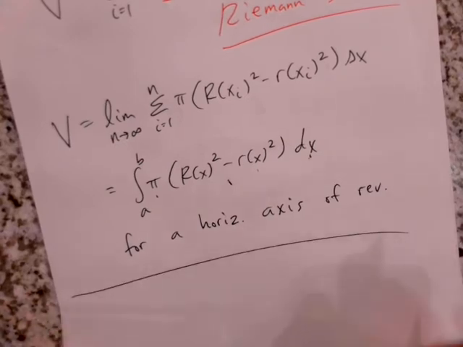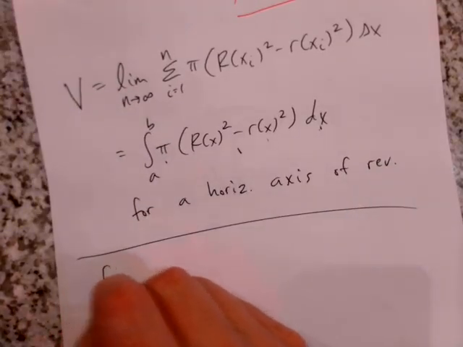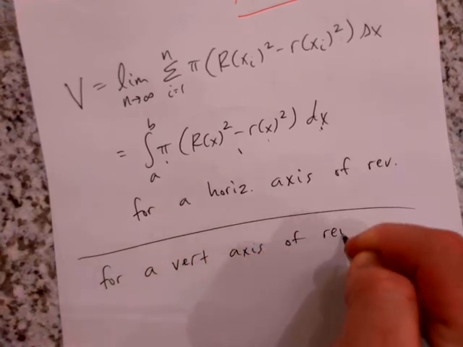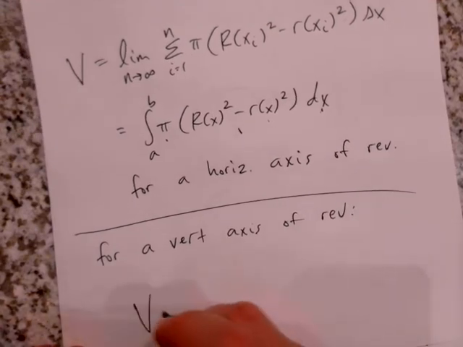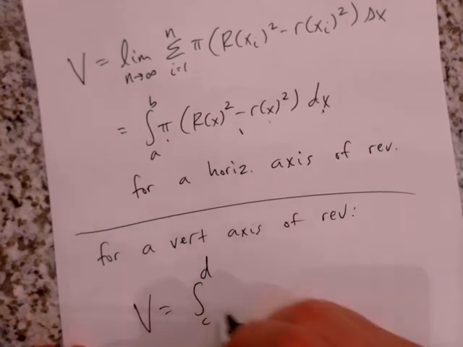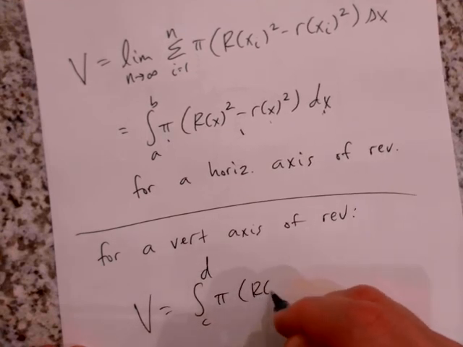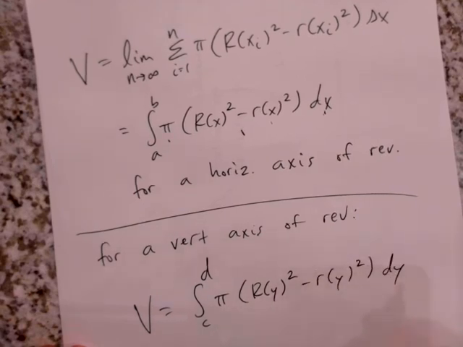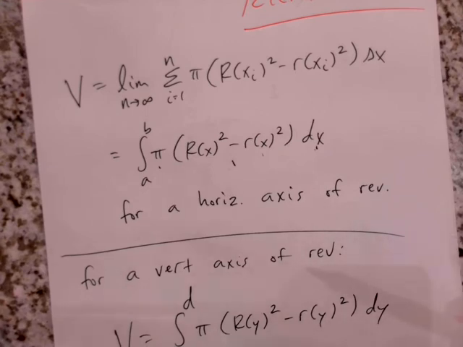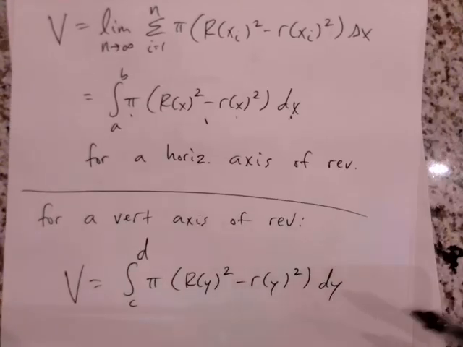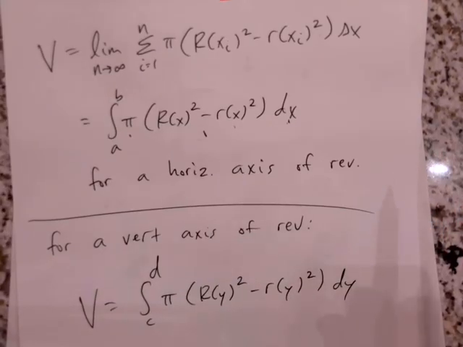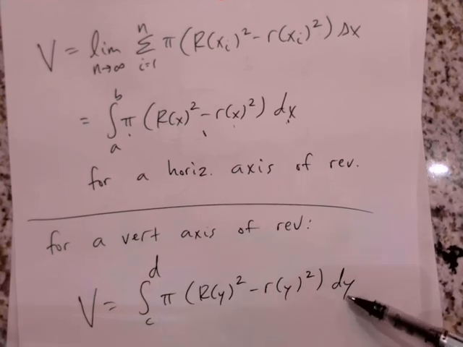If the axis of revolution was vertical, then just like with the disk method, the volume is now in terms of y. And for the same reason, you always line up your rectangles along your axis of revolution. If you line them up vertically, then the base of each rectangle is delta y. So you have the dy in there. Okay, let's try some examples.